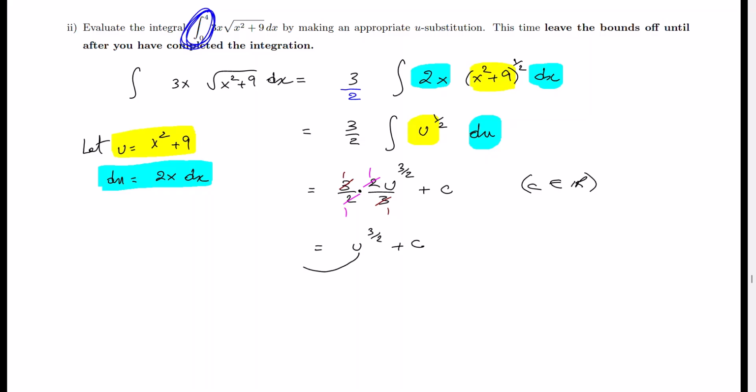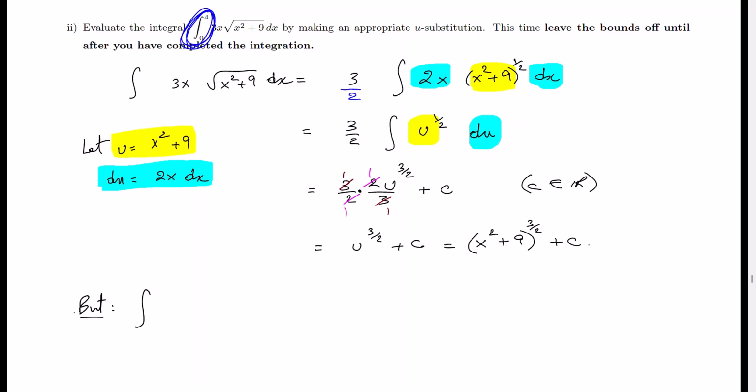But wait a second, what was u in the first place? U is exactly x squared plus 9. So it needs to have power 3/2, and then there's the plus c. And once you get to this point, you're going to say, but wait a second.